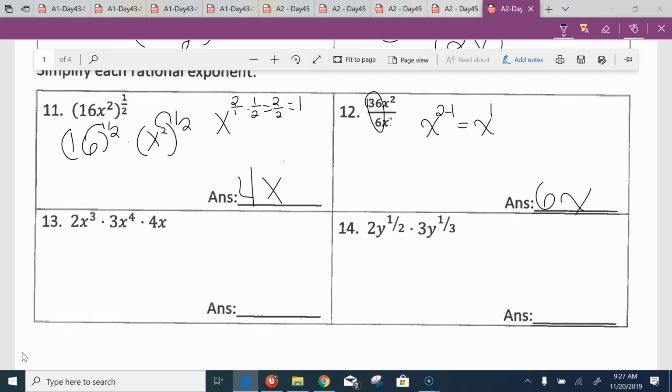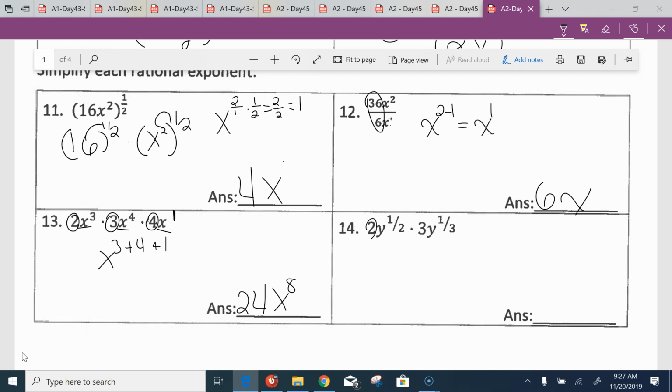Number 13, we're first going to multiply all of our coefficients. 2 times 3 is 6, times 4 is 24. We know we're dealing with x. And when they're being multiplied, you're just going to add all the exponents. So you have x to the third, plus the fourth, plus the first, which is going to give you 8. A lot of students added incorrectly, and they forgot there was a 1 here. It's not 0. So make sure you add correctly next time, I suppose.